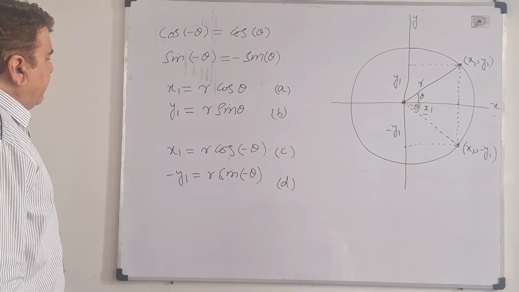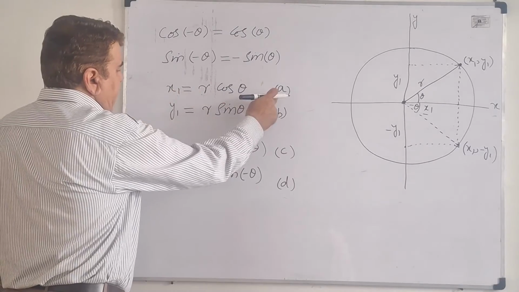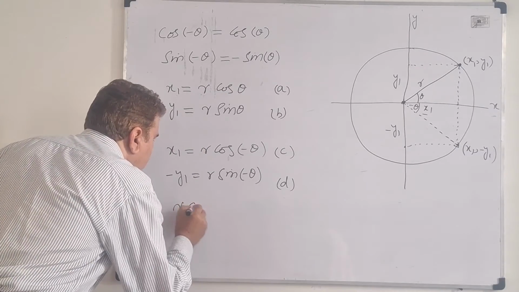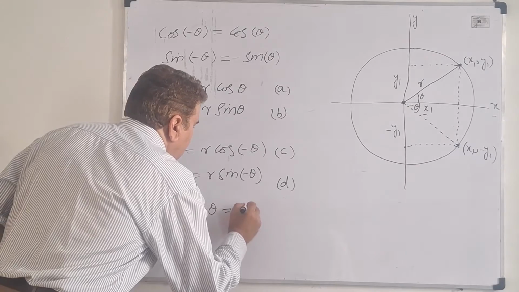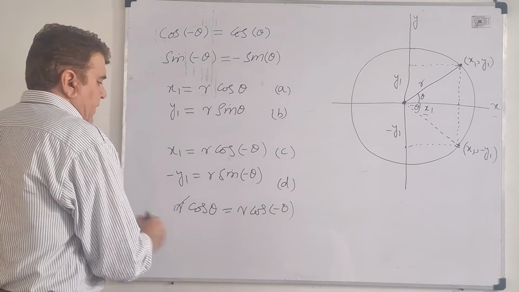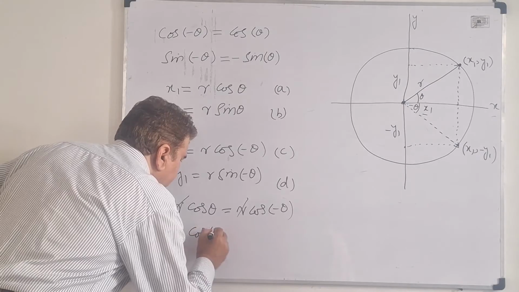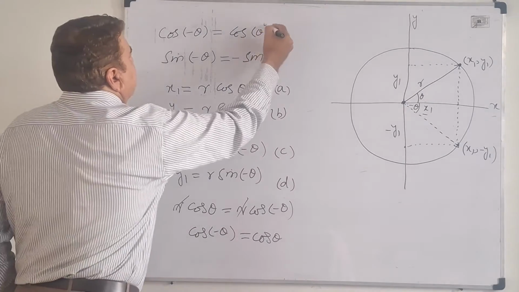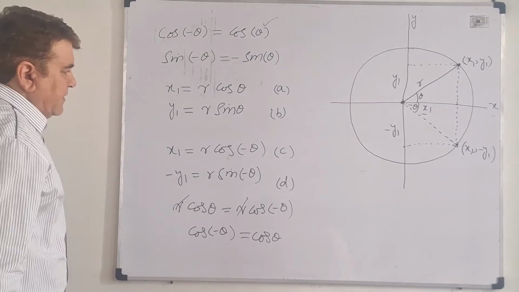Now, if I put the value of x1 from equation A in equation C, I can write r cos theta equals r cos(-theta). Canceling r on both sides allows me to write cos(-theta) equals cos theta. That is this one result. So cos theta is an even function.